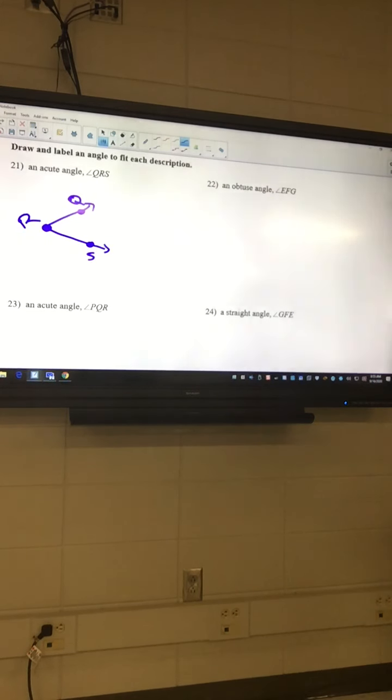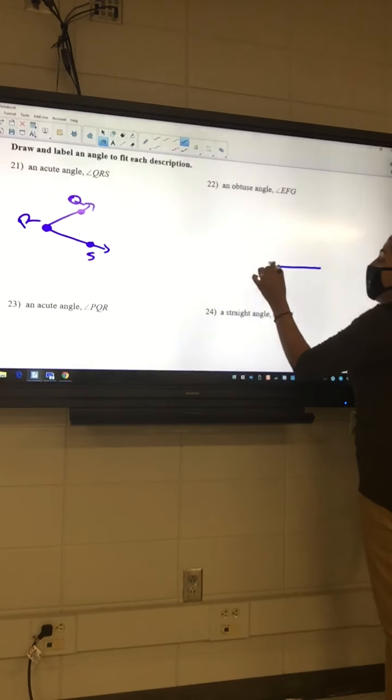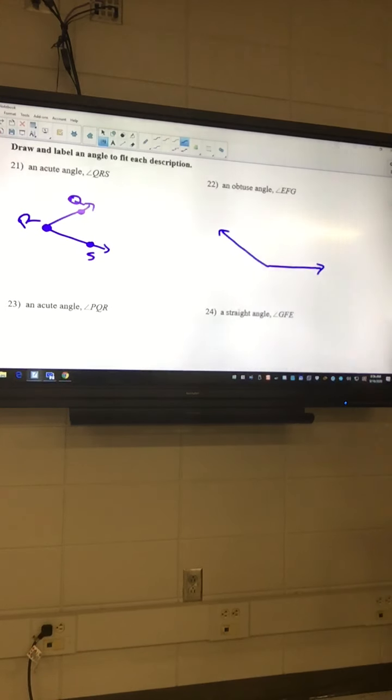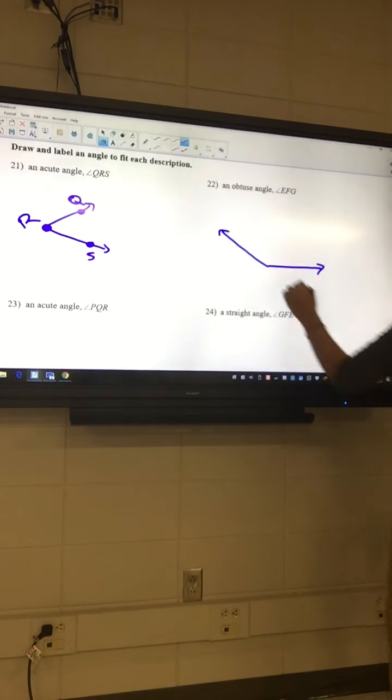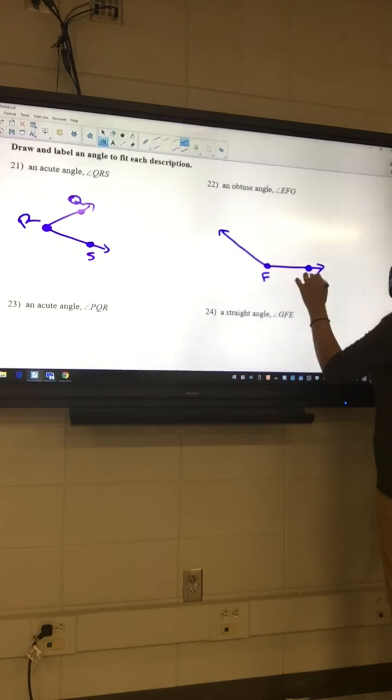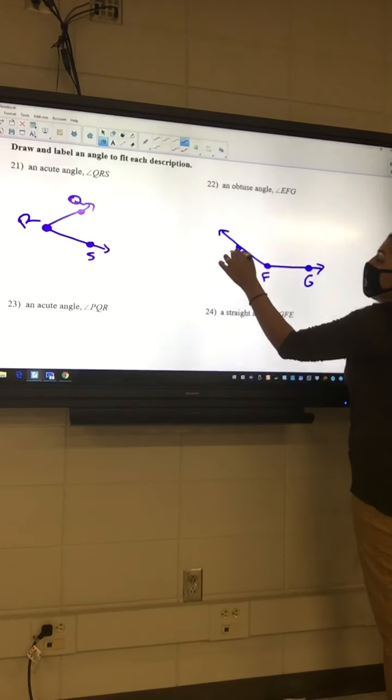Number 22 says draw an obtuse angle, EFG. So F is the vertex. Here's my obtuse angle. You can definitely tell that that's obtuse. What's our vertex? F. F is the vertex, and we're going to label our two other points, G and E.